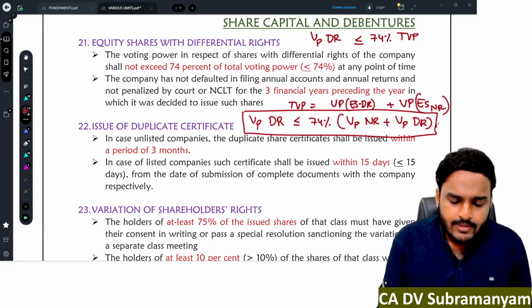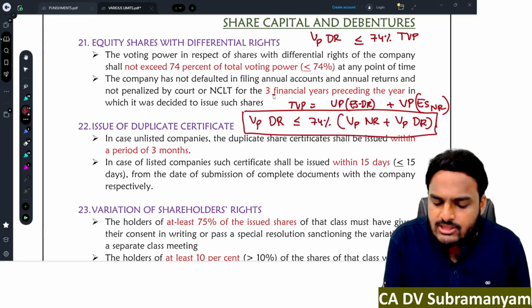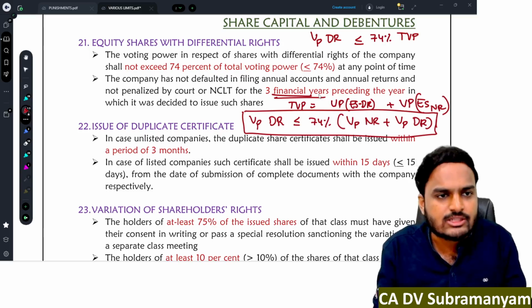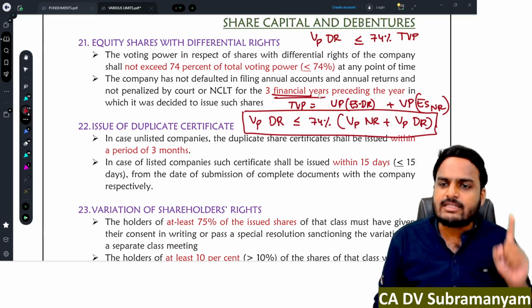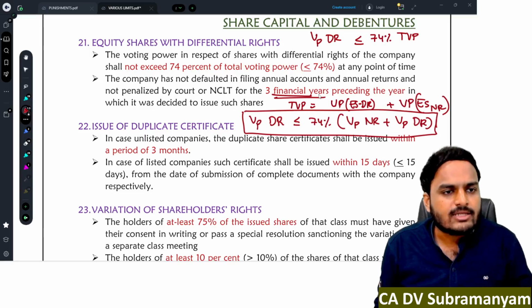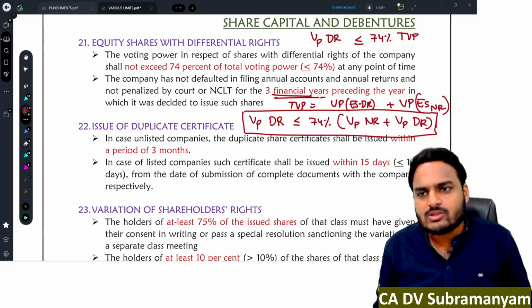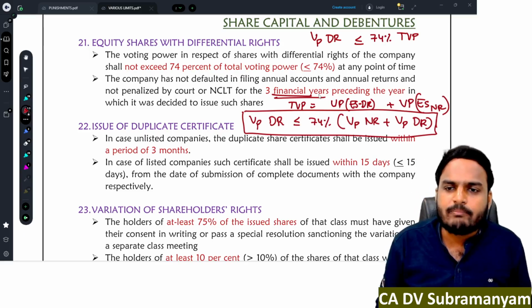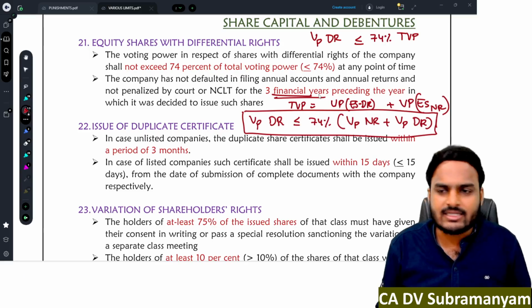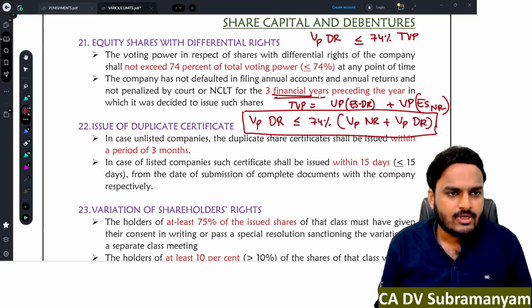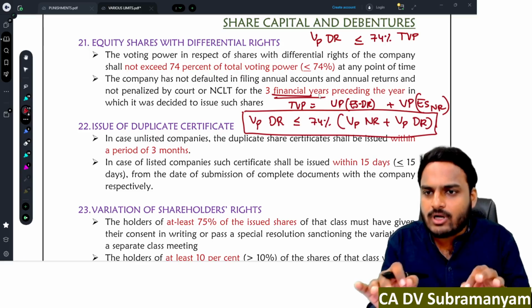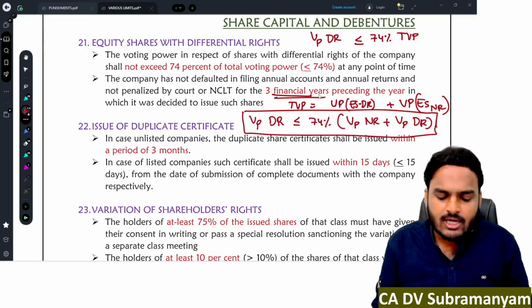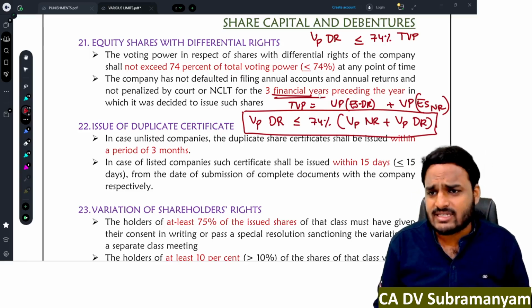So this is the equation. Understood? Next one, last 3 financial years. In the current financial year, if company is planning to offer equity shares with differential rights, then in the preceding 3 financial years, company has not defaulted in filing annual accounts, company has not defaulted in filing annual returns, and company is not penalized by any court or NCLT. Understood? So last 3 years, there should be no default on the company with respect to filing of annual accounts, annual returns, and not penalized by the court or NCLT.